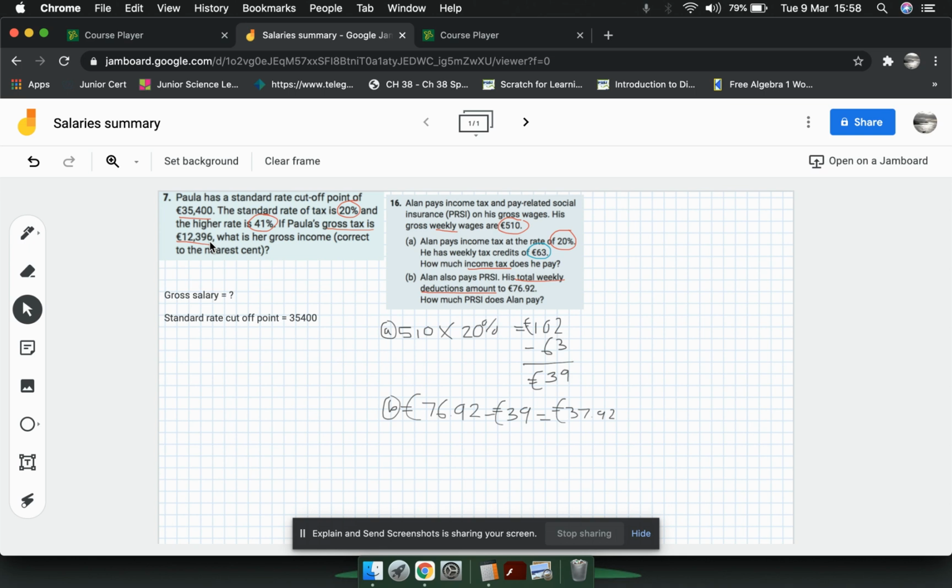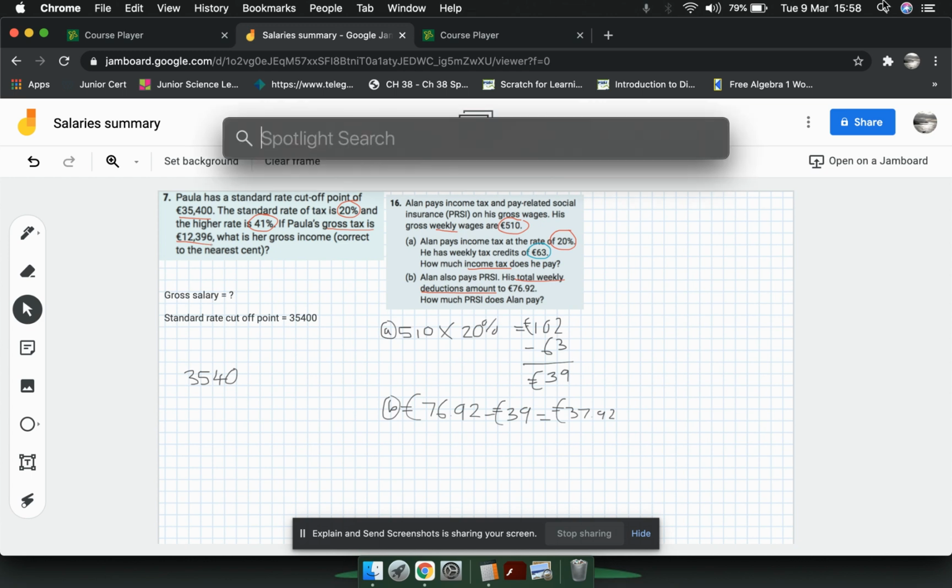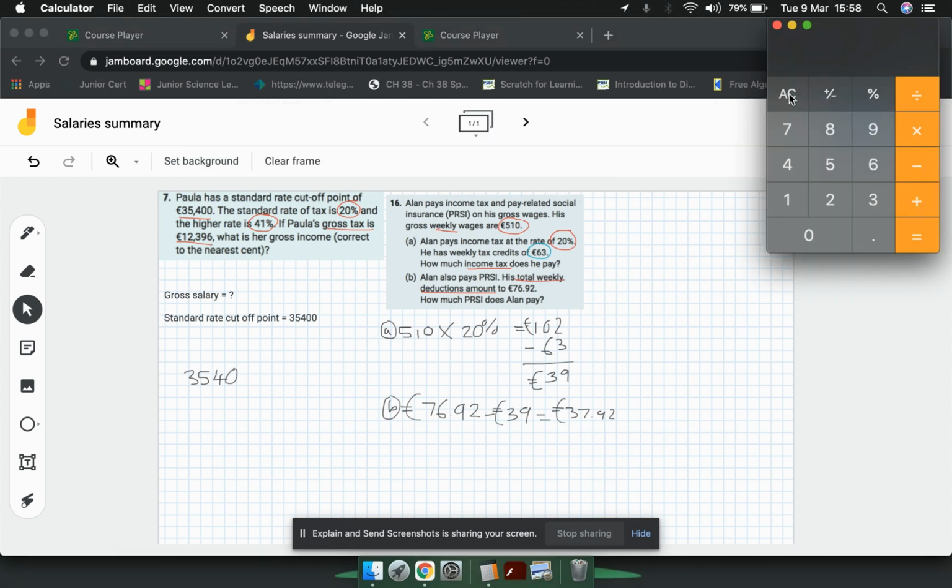So what we do here is we take her money. So I'm going to take €35,400, which is the standard rate cutoff point. I'm going to multiply that by, what did I say, 20%. So in other words, I'm getting a fifth of it to figure out how much tax she's paying on that. Okay, so let's take up our calculator again. This time it is €35,400 multiplied by 20%. I'm getting €7,080.